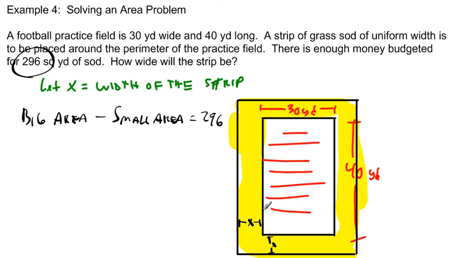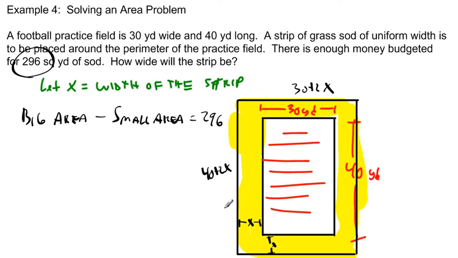Well, check this out. So this length right here is x, this right here is x, and this right here is 40. So x plus 40 plus x is 40 plus 2x. Okay, so this is x, and this is x, and then you add the length of the field, that's going to be 40 plus 2x. Now the width of the field, x plus 30 plus x. So that's 30 plus 2x.